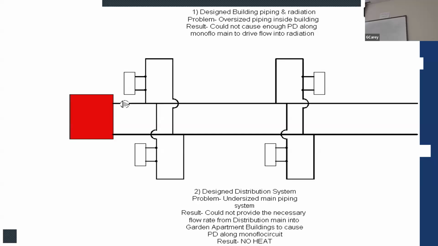And the result was, because the piping was so oversized, they couldn't create enough pressure drop to cause flow to go through these monoflow fittings. I'll show you real quickly in a second what I mean.